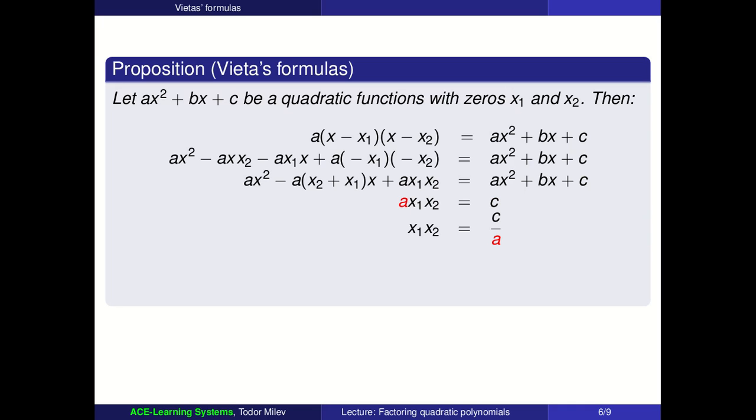Similarly, let's compare the linear terms. In the linear terms on the left hand side and in the linear terms on the right hand side, the coefficient on the left hand side is negative a times x1 plus x2, and on the right hand side the coefficient of the linear term is b. So the only way for these two polynomials to be equal is to have that the coefficient in front of x on both sides is equal. So we need to have that negative a times x1 plus x2 be equal to b. Now we can divide both sides of that equality by negative a to get that x1 plus x2 must be equal to negative b over a.